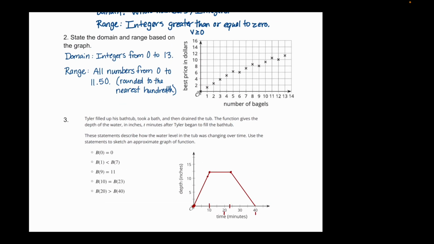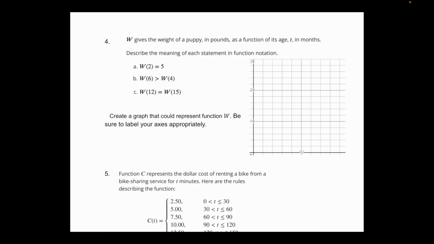So continuing on, let's look at number 4 here. W is the weight of a puppy in pounds as a function of its age t in months. So we want to describe the meaning of each statement in function notation and create a graph that could be a representation here. So W of 2 equals 5.